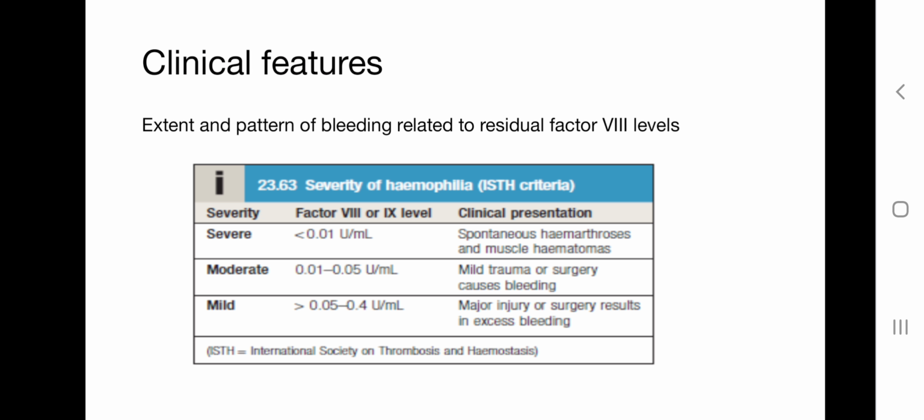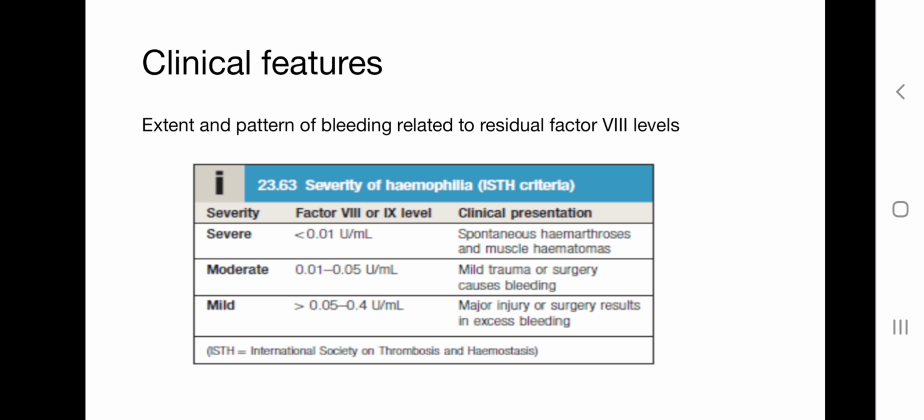If there is 0.05 to 0.4 units per ml of factor 8, it results in mild hemophilia, moderate being 0.01 to 0.05, and when it is less than 0.01 units per ml, it is called severe hemophilia. The clinical presentation depends on the factor 8 level that is present in the patient.